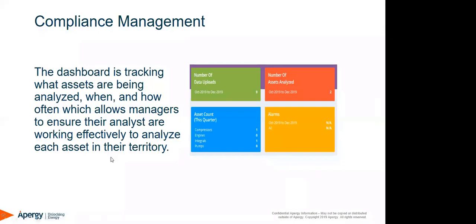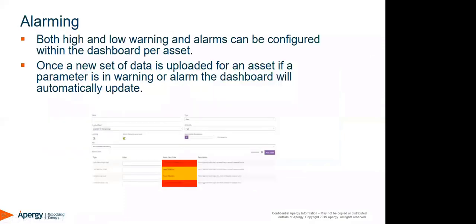So once you set up alarms, once you upload a new set of data, those alarms will populate. If something is an alarm, it will let you know right at the KPIs. As we just talked about, here's alarms. You can set up both high and low warnings and alarms. They can be configured within the dashboard per asset. Once a new data set's uploaded, if something's an alarm, it will quickly let you know.